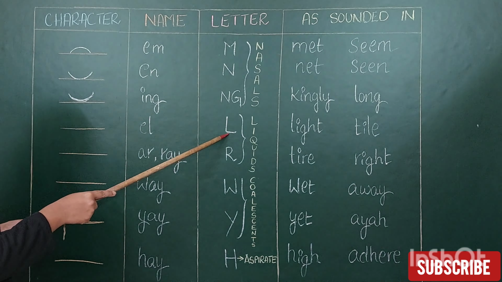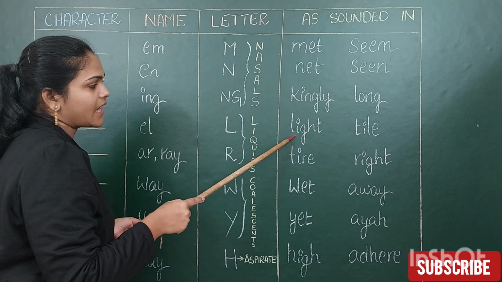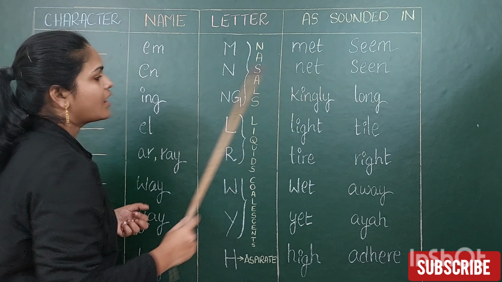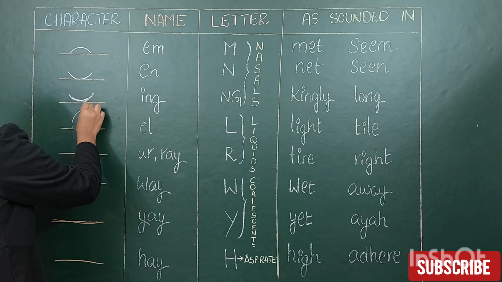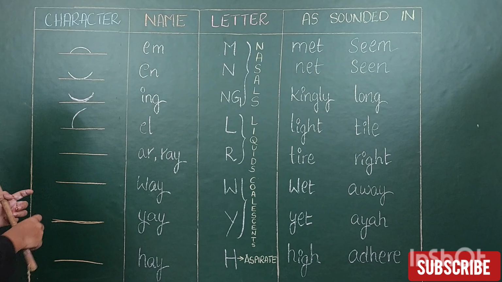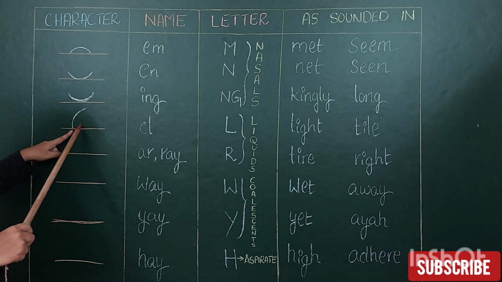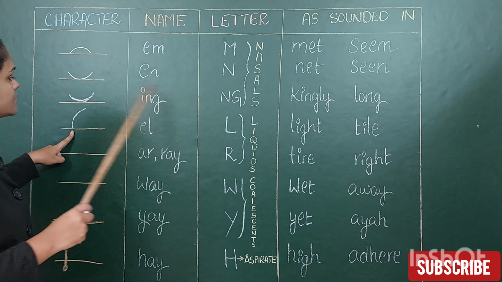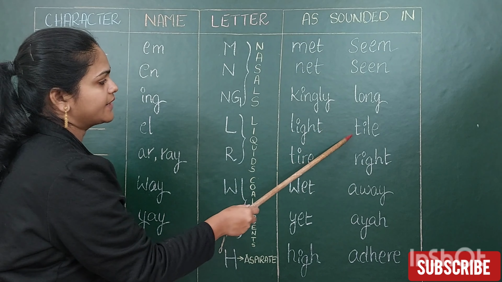Like L, we spell it as L. So L is like "light", "tile". How will you write L? It is also a curve, a light stroke only, not a dark one. So lightly you have to write. L means this stroke, like "light", "tile".